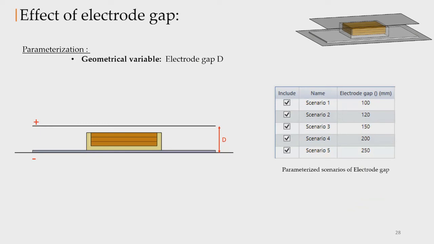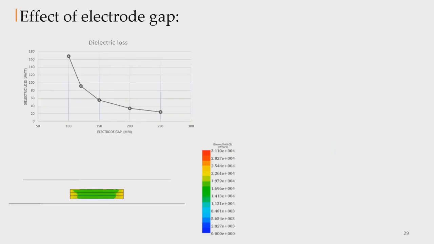Now, using the parameterization feature inside HFWorks, coupled with the transient thermal, we parameterize the distance between the two loaded electrodes. We have 5 different scenarios defining the electrode gap variation between 100 mm and 250 mm for a heating period of 5 minutes. The simulation gives the following results.